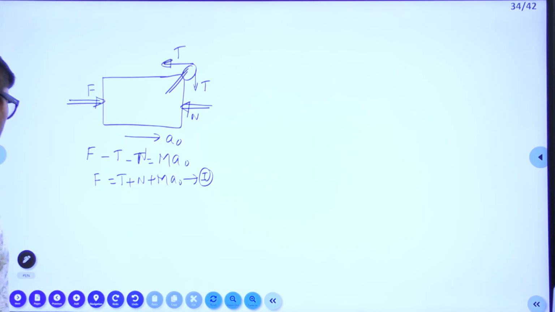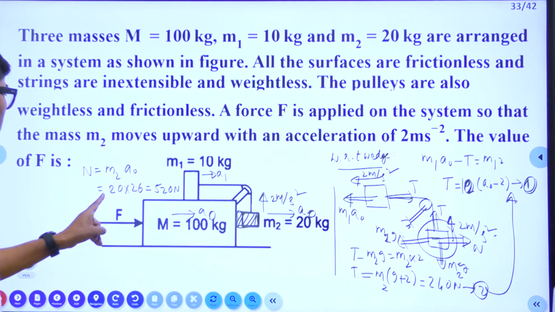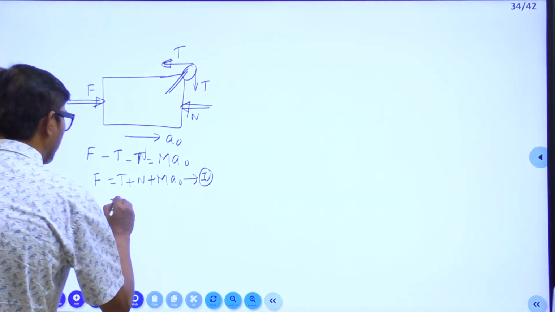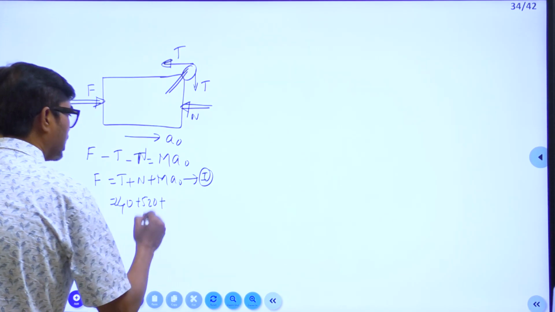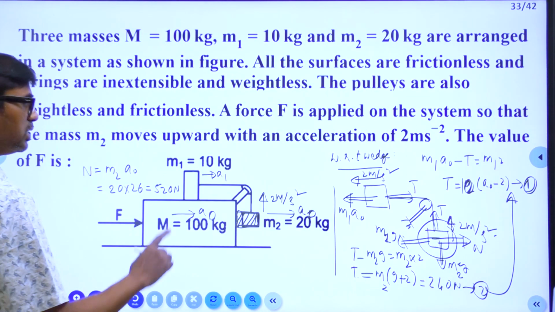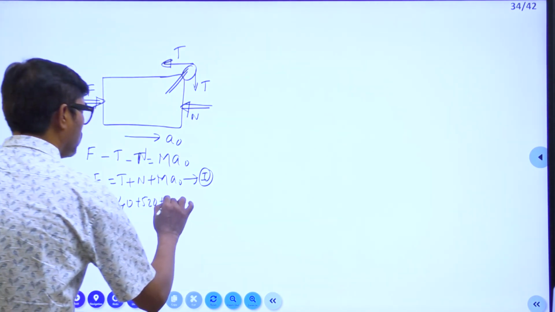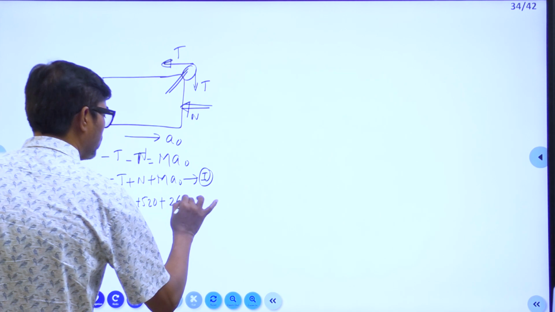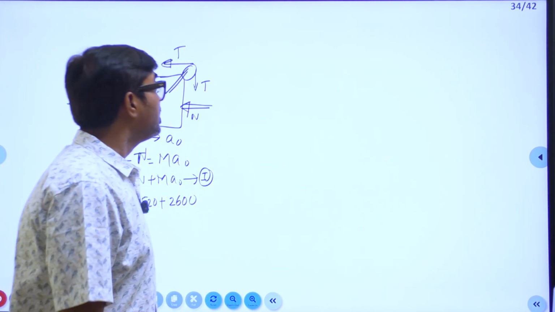We got T already. How much is T there? Check it. T is 240 Newton. N is how much? 520 Newton. So this is 240, this is 520, plus capital M is how much? 100 kg. a0 is 26. So you will have 26 into 100, 2600. And that is going to be the force. Sum it up, you will get it. So that's the idea we have.